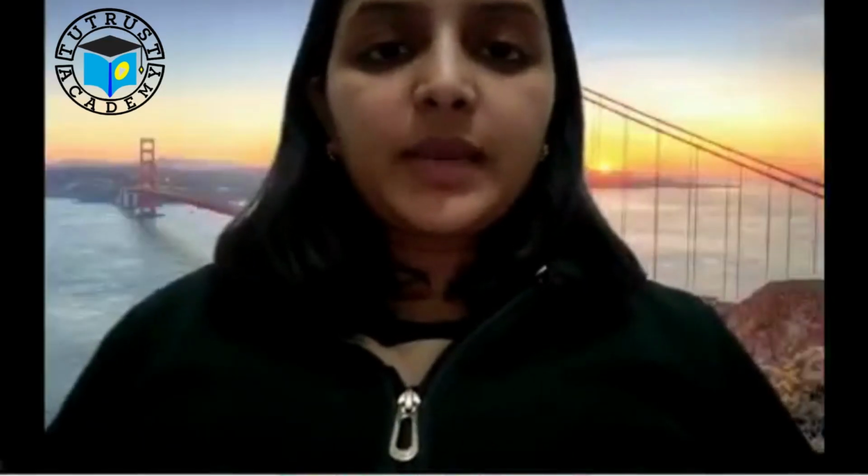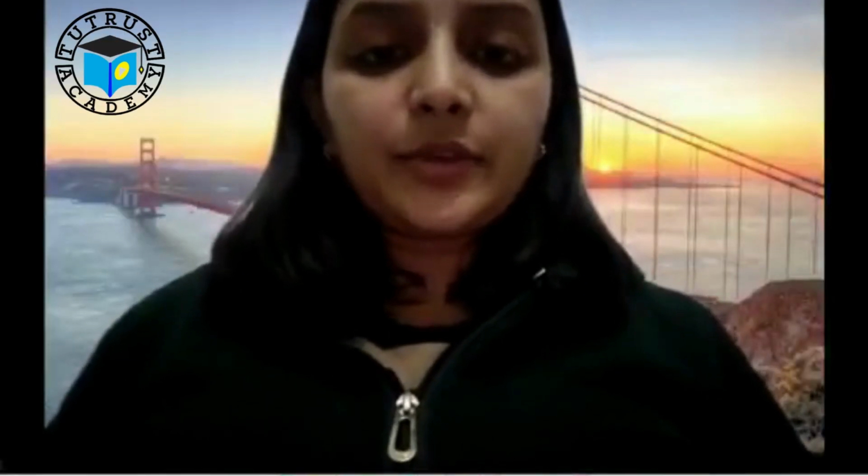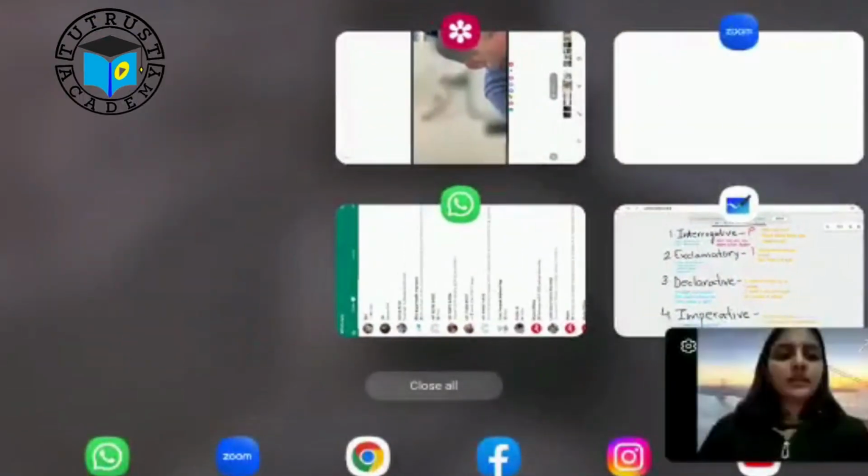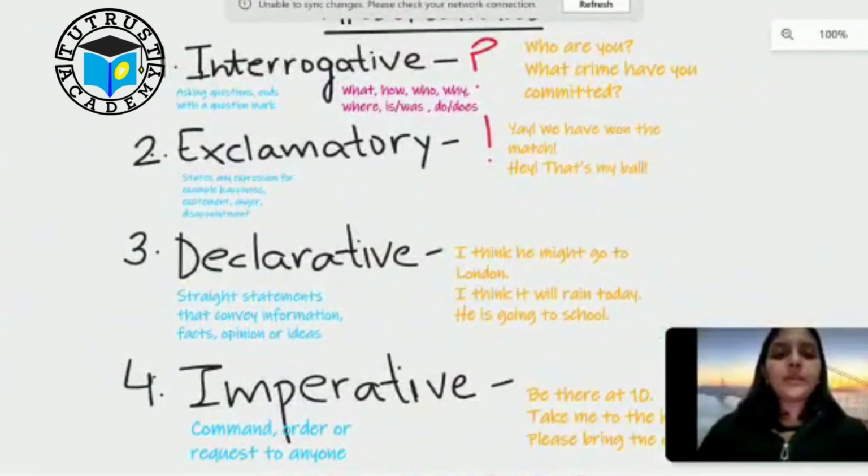Hello everyone, my name is Simran and today I'm going to teach you the different types of sentences. The sentences or statements that we speak in our daily life are basically of 4 types. Today I'm going to discuss them with you. All right, just give me a second. Okay, so I have this slide prepared already.